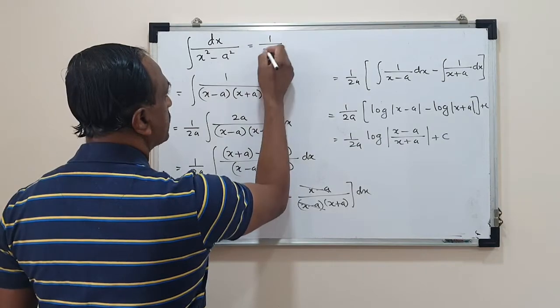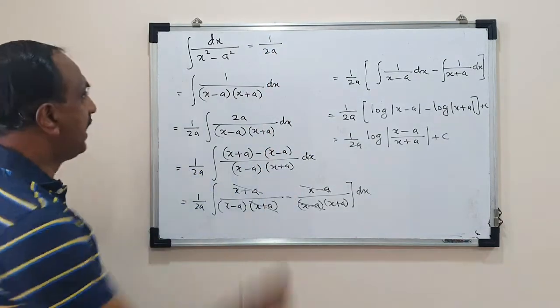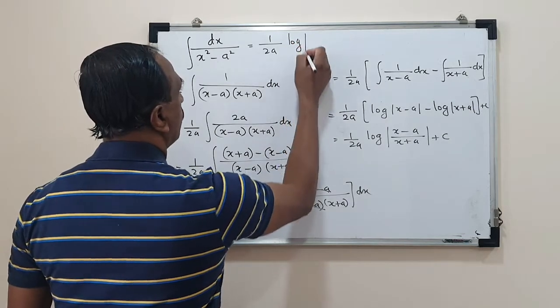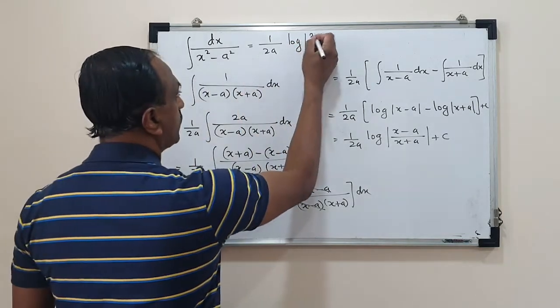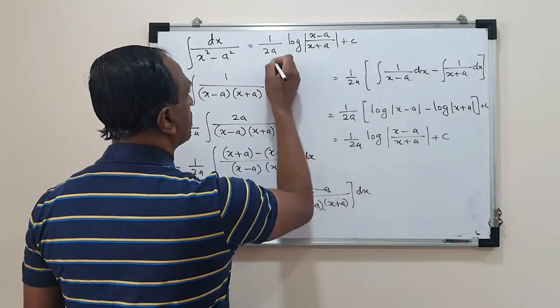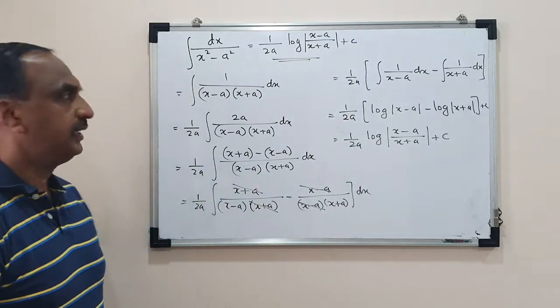So it has a prefix 1 by 2a. Then ask the question, what are these factors? There are two factors there. One factor is x minus a, which will come to the numerator, and the second factor, x plus a, will come to the denominator. This is how you need to remember the formula.